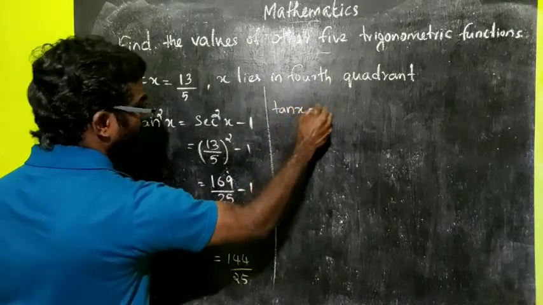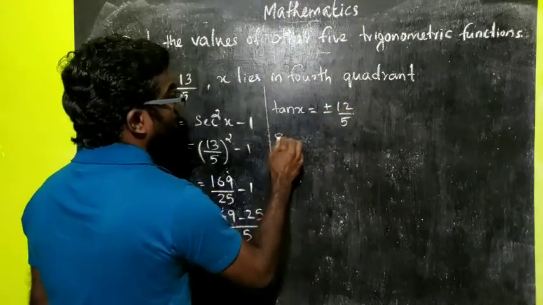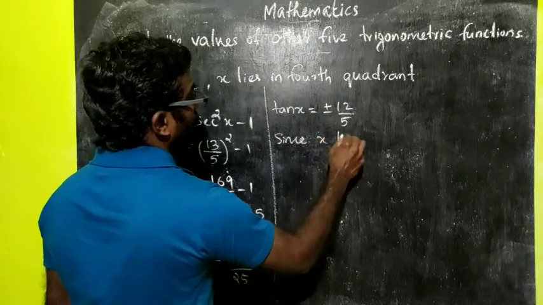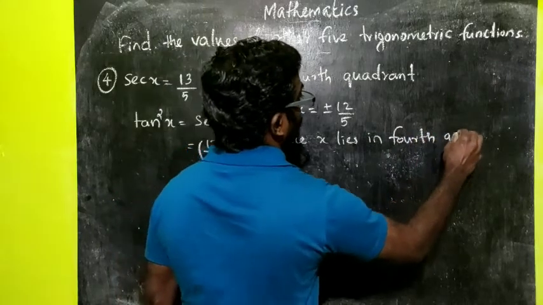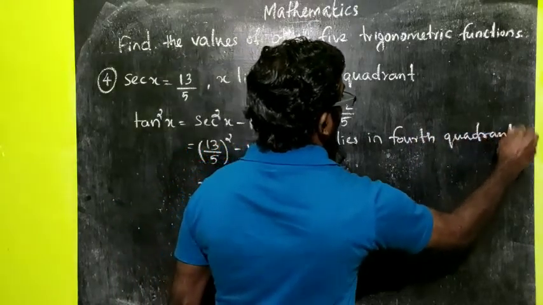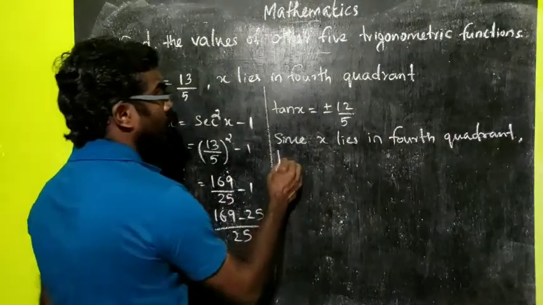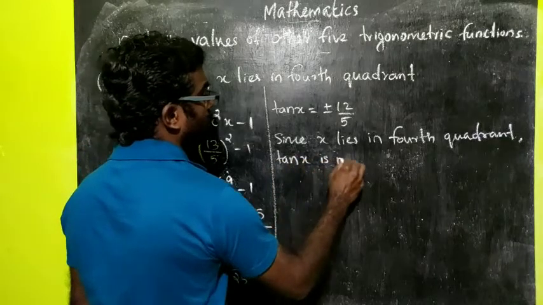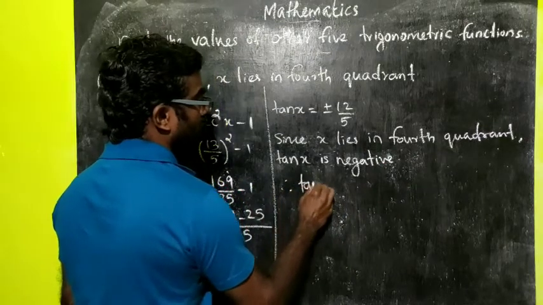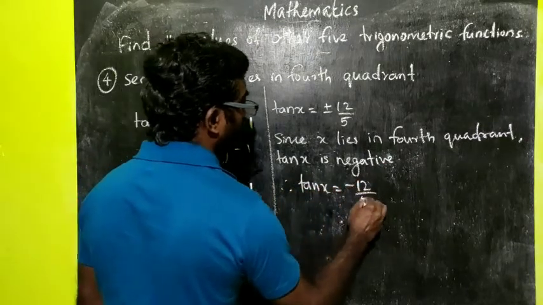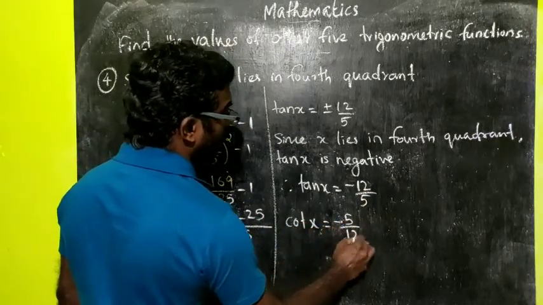Therefore tan x is equal to the root of this, that is plus or minus 12 by 5. Since x lies in the fourth quadrant, in the fourth quadrant tan x is negative. So tan x is negative. Therefore the value of tan x is minus 12 by 5. And cot x is the reciprocal of tan x, that is minus 5 by 12.